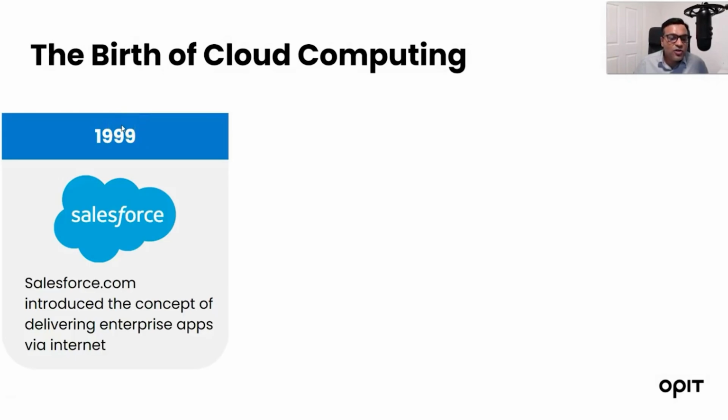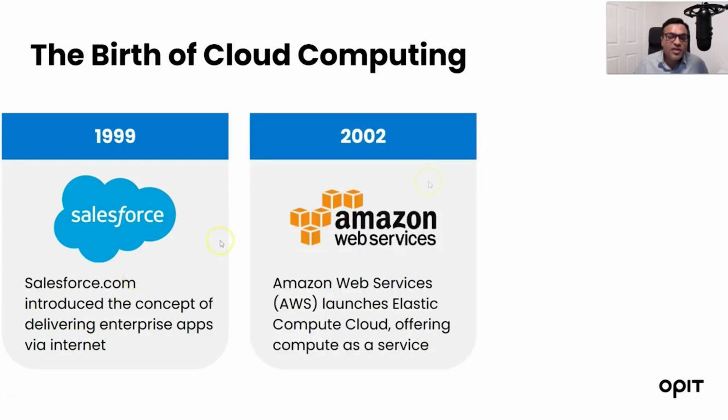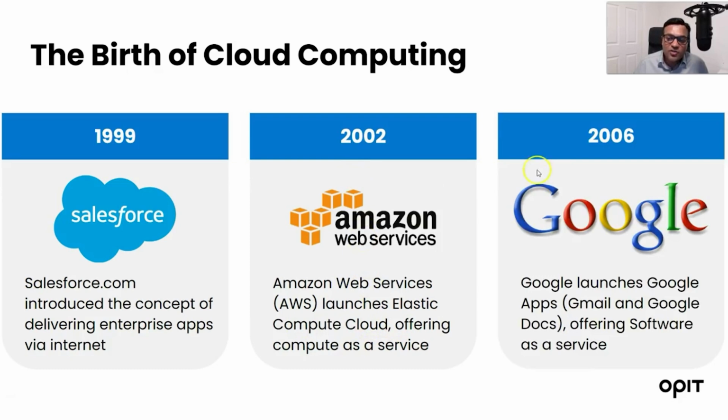Then let's see who were the pioneers here. Salesforce in 1999 offered its enterprise application via the internet. Salesforce is an ERP software, and they started delivering their apps via the internet. In 2002, Amazon came with EC2, Elastic Compute Cloud, which is nothing but compute as a service. Imagine this is a virtual machine; they offered that you can spin up your virtual machines back in 2002. And then Google in 2006 came up with Google App Engine. Our Gmail service or Google Docs were offered as software as a service.